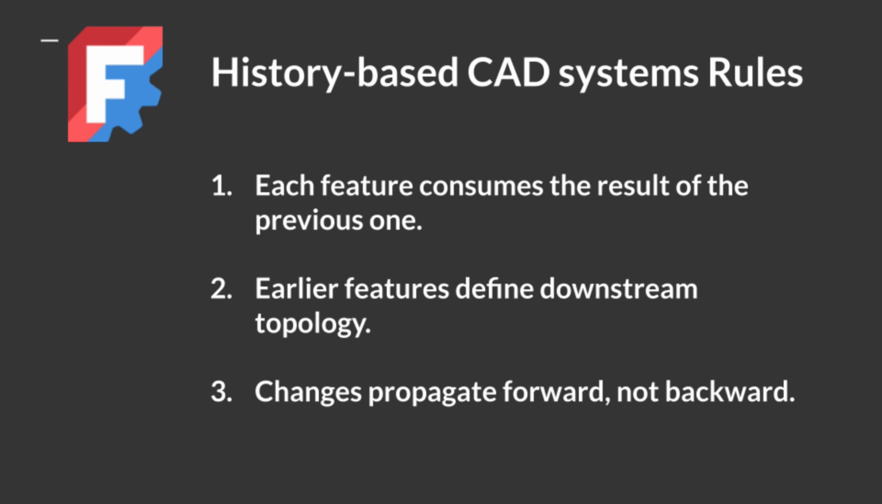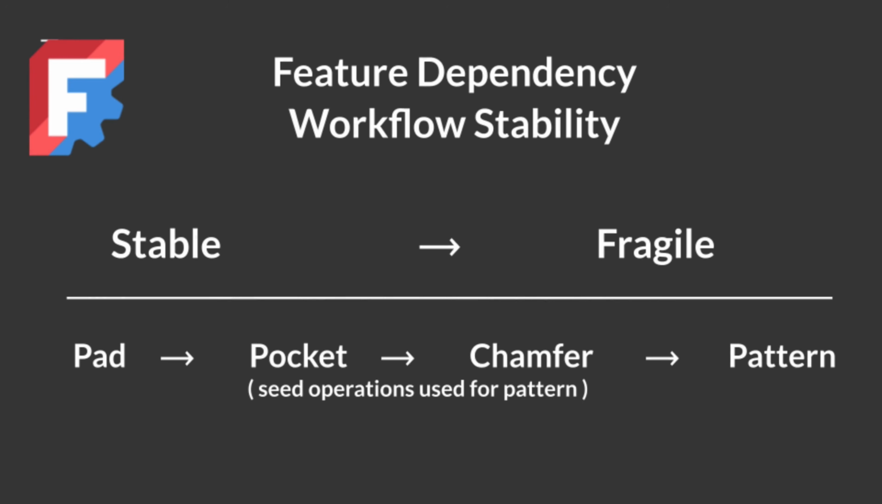All history-based CAD systems work on the following rules. Each feature consumes the result of the previous one. Each feature defines downstream topology. Changes propagate forward, not backwards. Early features are seen to be least volatile. As the chains grow, there is an increased chance that changing something upstream can cause the model to go into error further downstream.